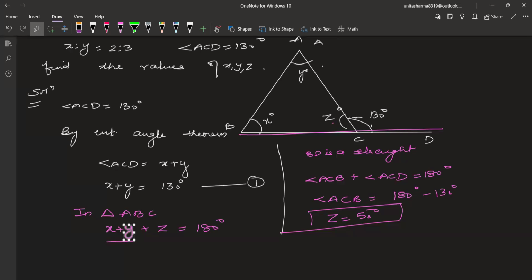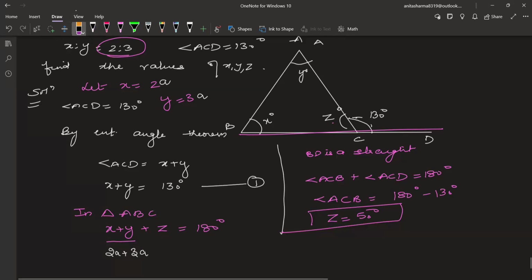Ma'am, should we write that 2 is to 3 as well? Given, it is in ratio. So ma'am, we should write the 2 is to 3 as 2x is to 3x. Yes, so you will write the value of x as 2x and the value of y as 3x, right? Or instead of x, I will use a. So now you will write 2a plus 3a.